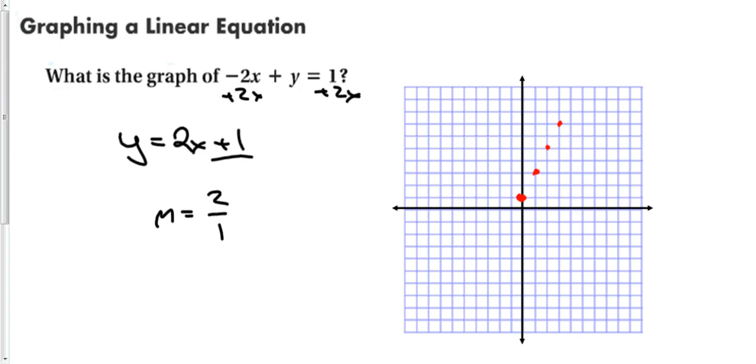Did I do everything we need to do? We wrote the equation in slope-intercept form. We plotted the y-intercept. We used the slope to find another point. Now, finally, we draw a line through the points. Okay? And there's my line. There's my graph of the line.